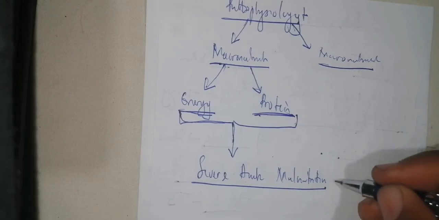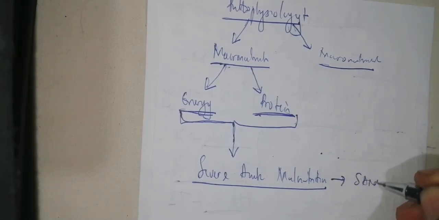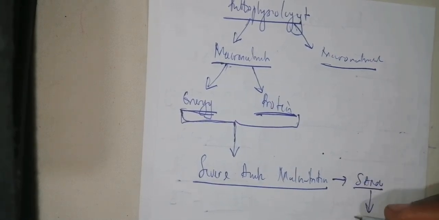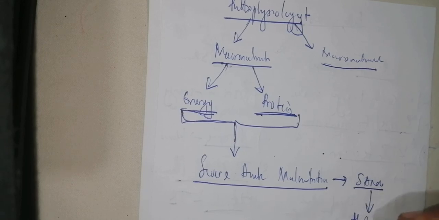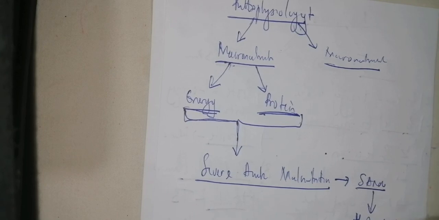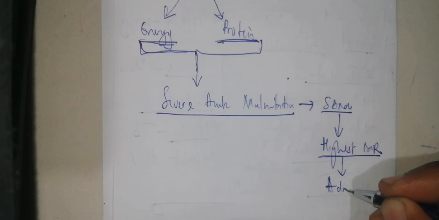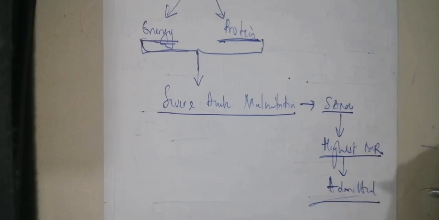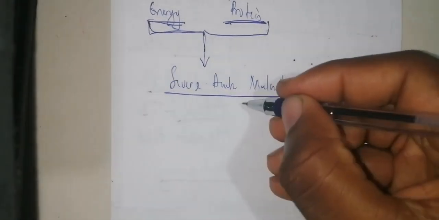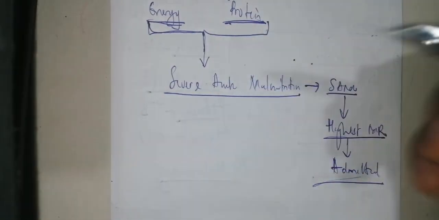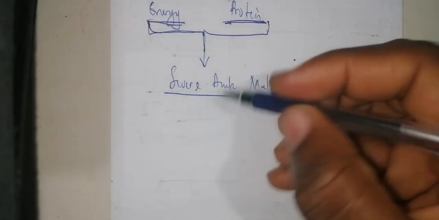So this is why a patient that has severe acute malnutrition has the highest mortality rate, and thus they are always admitted. Is it clear? So in severe acute malnutrition, what are the problems that can be located at that level?